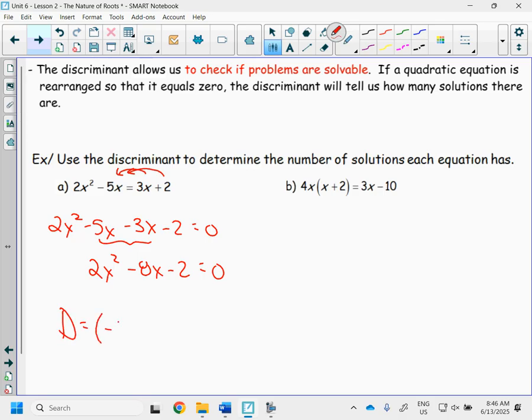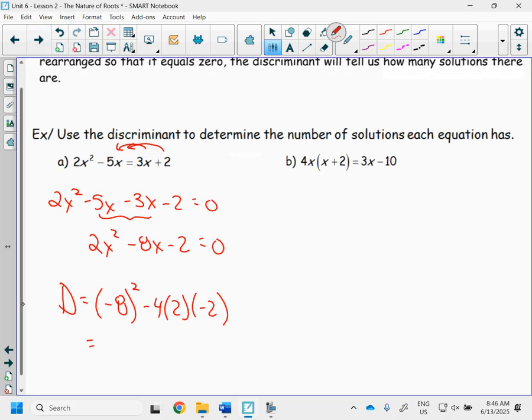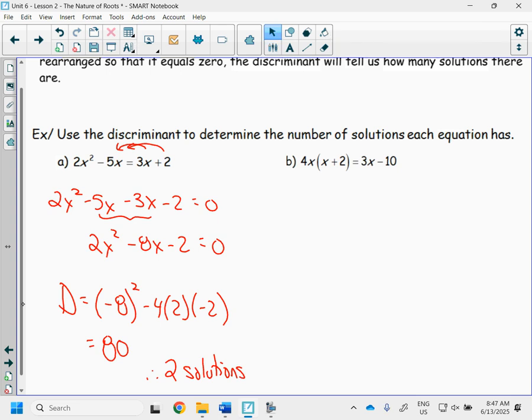So discriminant says b squared minus 4 times a times c. Okay, 64 and 16 makes 80. Ooh, that's a positive number. How many solutions does this have? 2. Positive discriminant means 2 solutions. Okay, you guys try the next one.